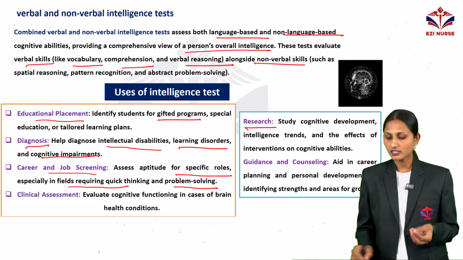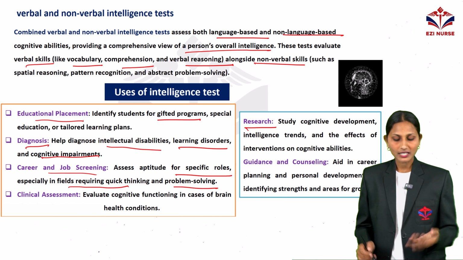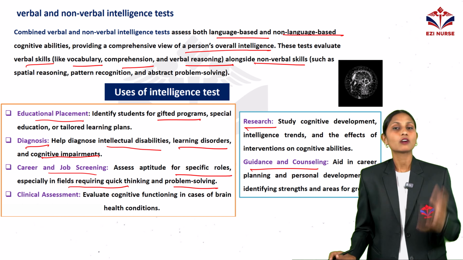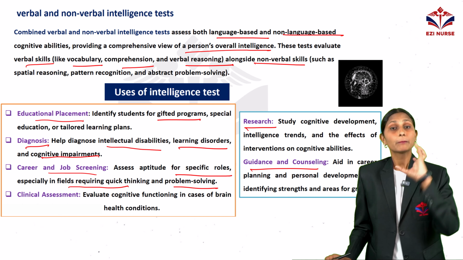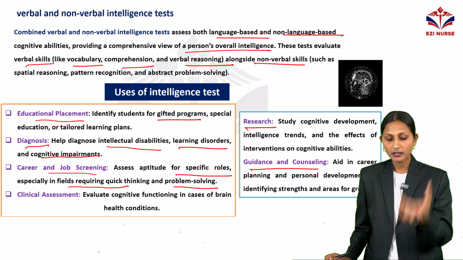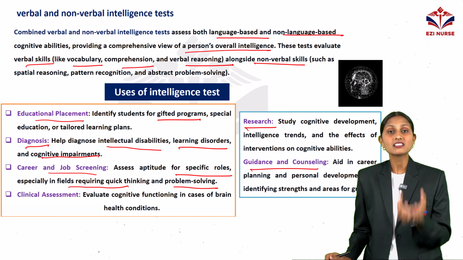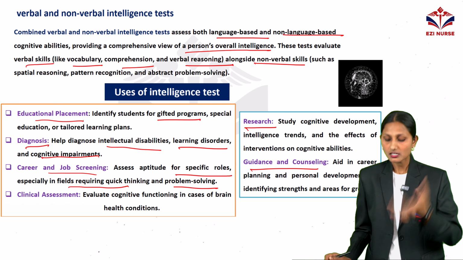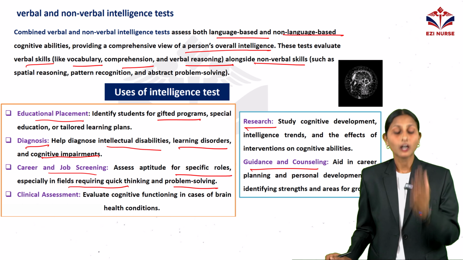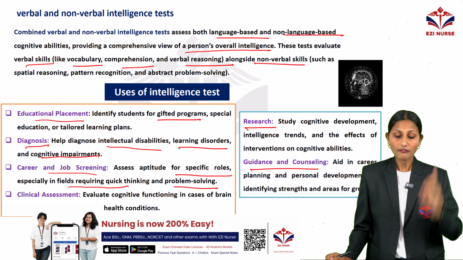Next one is research. Much research can be done with the help of intelligence tests, and guidance and counseling we will do according to the person or according to the group of people who have a given intelligence level. According to the intelligence test, we will do the guidance and counseling. So these are the uses of intelligence tests.